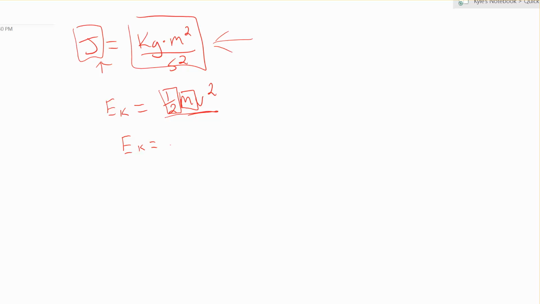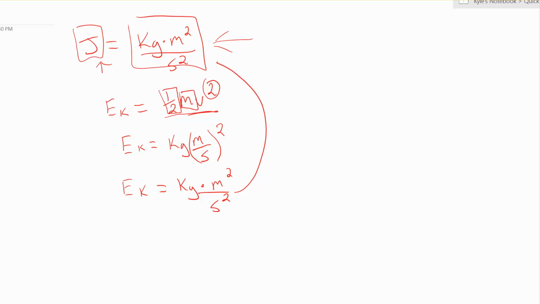Mass has units of kilograms. Velocity, the next one, has units of meters per second. That's not quite what I wanted, but if you look up here, it's velocity squared. So what I have to do is square meters per second. And that ends up being kilograms times meters squared divided by seconds squared. That is exactly that. So it worked out. My kinetic energy does have units of kilograms times meters squared divided by seconds squared.